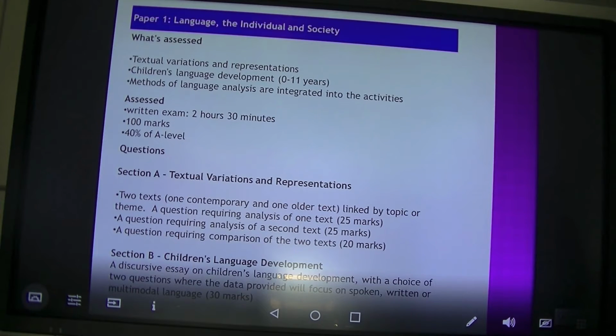So what does the course consist of? Here's an outline. Paper 1 is called Language, the Individual and Society, which is broken into 2 sections. Section A explores a range of different types of text, looking at audience, purpose and form.